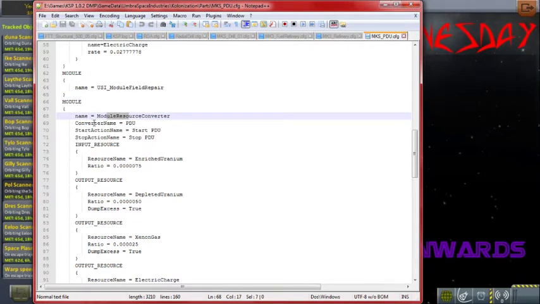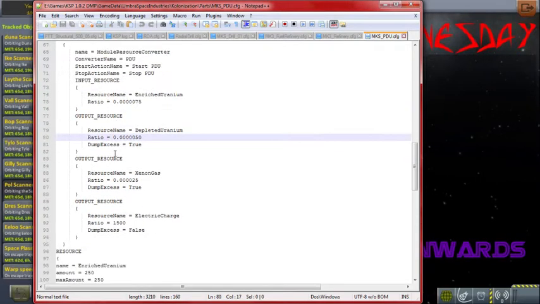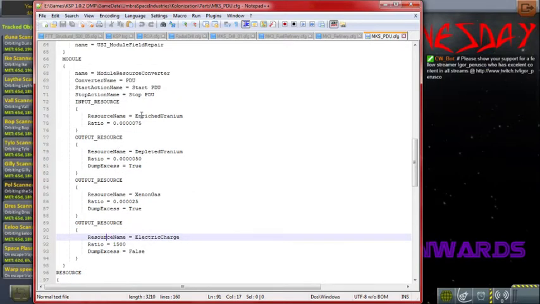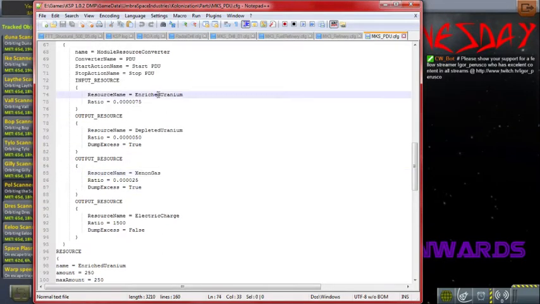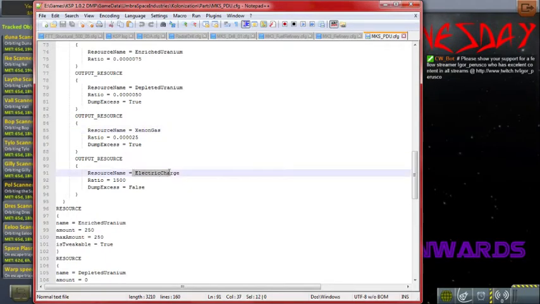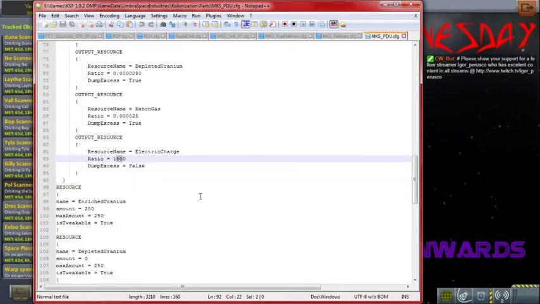Module resource converter. Same syntax that we've seen. So basically we're taking enriched uranium at that rate, outputting depleted uranium at that rate, chucking out some xenon gas. Okay, so basically it's enriched uranium being converted to depleted uranium and xenon gas. And it's also kicking out a nice amount of electric charge. Wonderful.